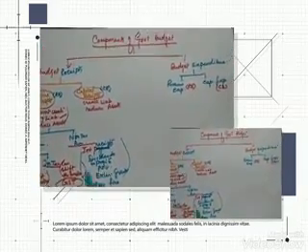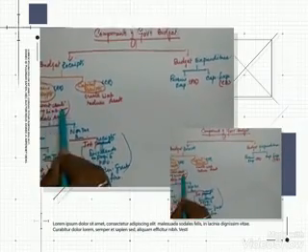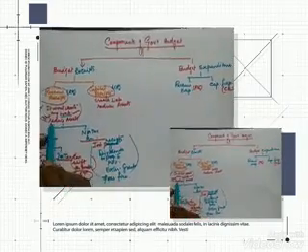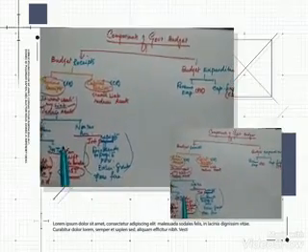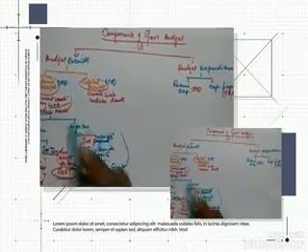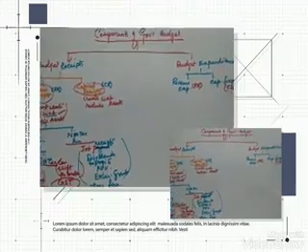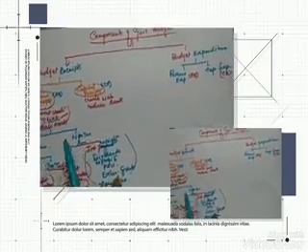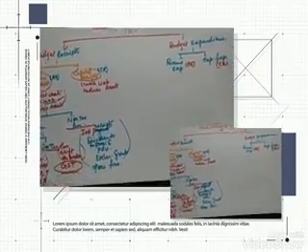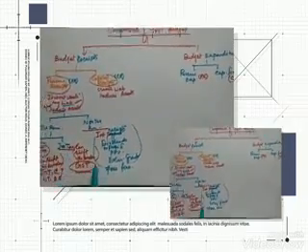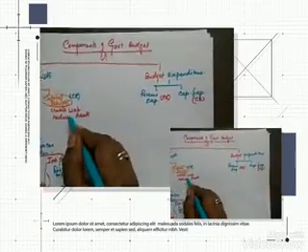In this case, the government need not return it. So there is no liability. At the same time, it won't reduce the asset value. Is it clear? See, revenue receipt is divided into tax revenue and non-tax revenue, and tax revenue is divided into direct taxes as well as indirect taxes. Is it clear? Come to the capital receipts.